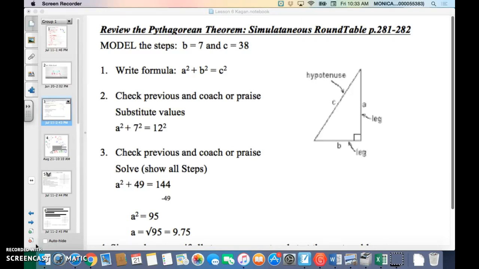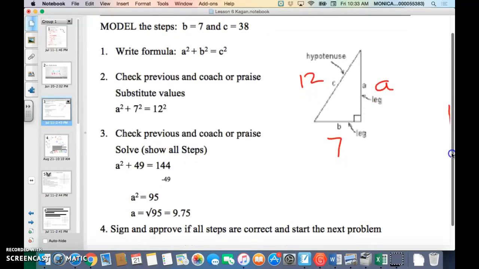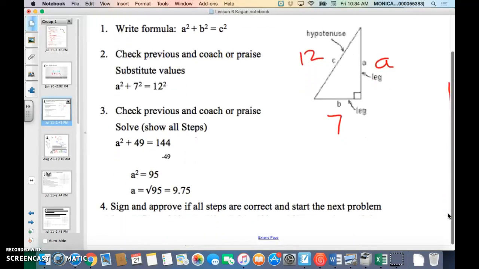So in this case, we know that one of the values is a, the other leg is 7, and we know the hypotenuse is 12. So this is C, A stays A, and B is 7. Now player 3 is going to make sure that that was written correctly and work it out. A squared stays, because we don't know what A is. 49 is 7 squared, and then 12 squared is 144. You subtract 49 in this case, and you get a squared is 95.